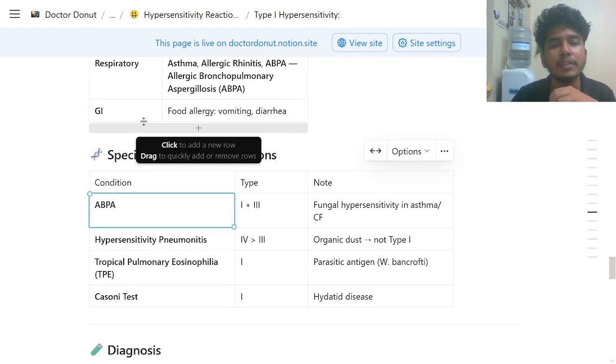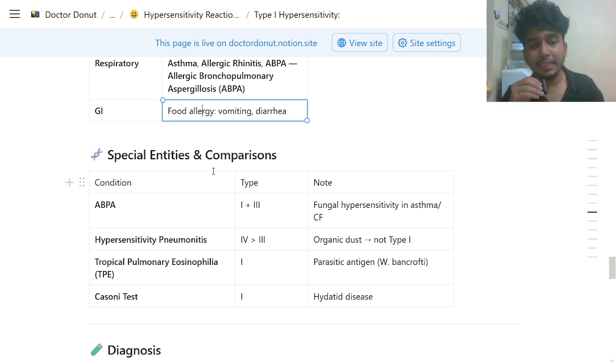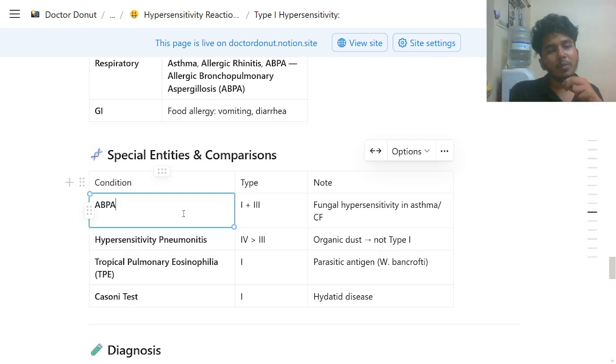GI symptoms could be food allergy and vomiting. Now we are going to look at special entities. The reason we are doing this is because they could ask you these things in the exam. So ABPA. Also, by the way, you don't have to donate 5 rupees because I got it wrong. You have allergic bronchopulmonary aspergillosis.